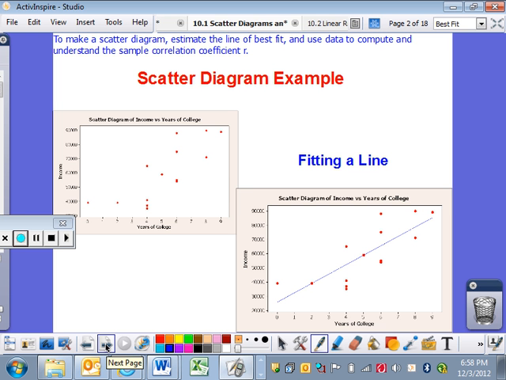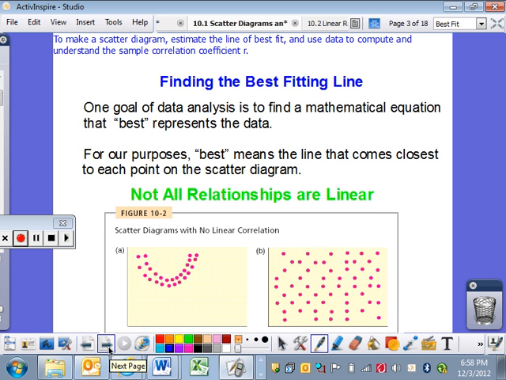And then the goal basically is to determine if there's a linear relationship with any points. So here's two pictures. The scatter diagram on the left is the years of college to how much you make, or income, and we plotted different data points. Next section, we're going to put a line of best fit in there. Once we find that line of best fit, that's what we're going to look at for this whole chapter. So that's the goal.